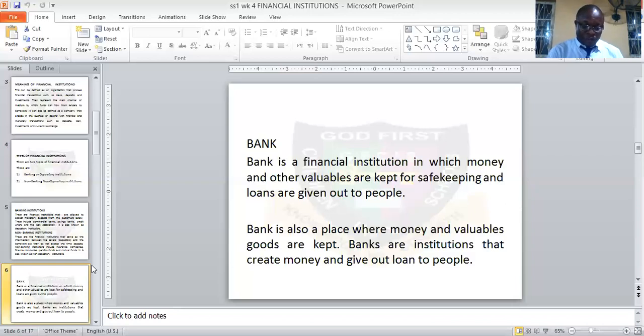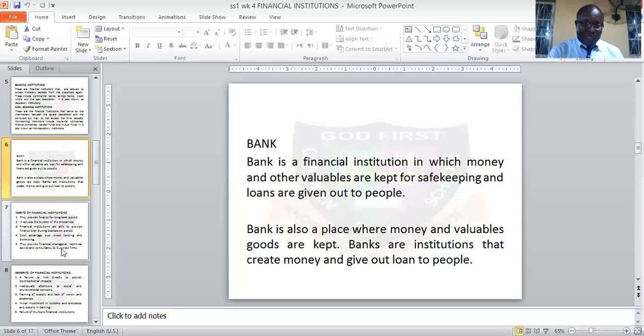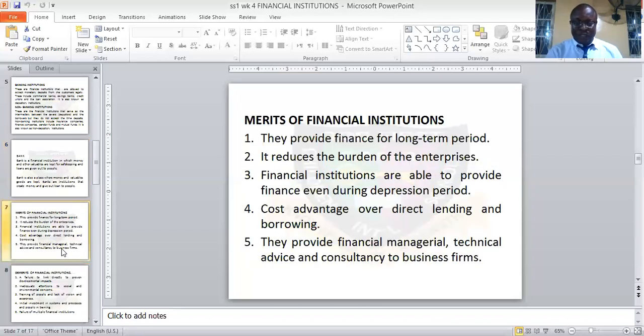So they give out loans to the people, customers, so that then let us look at the merits of these financial institutions. One, they provide finance for a long-term period. They ensure that they provide money for the long term.